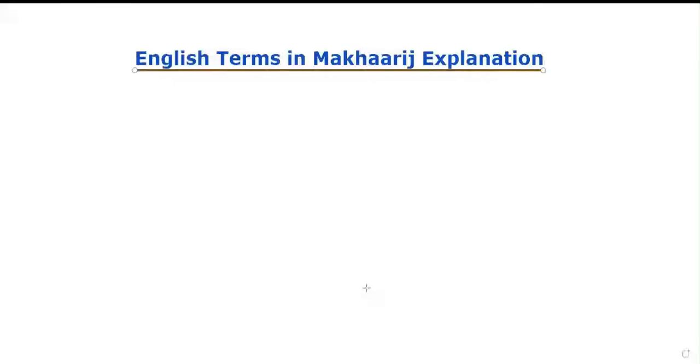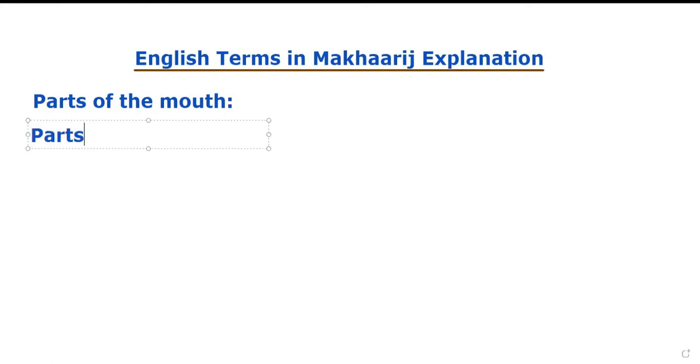Okay, inshallah we'll be talking about the English terms used in makharij explanation. So when we start giving the introduction to makharij, we talk about the parts of the mouth. Okay, aqsamul fam and things like that. We got parts of the mouth. When you start with it, you start with أولاً aqsamul lisan. Okay, so parts of the tongue. You call this aqsamul lisan.